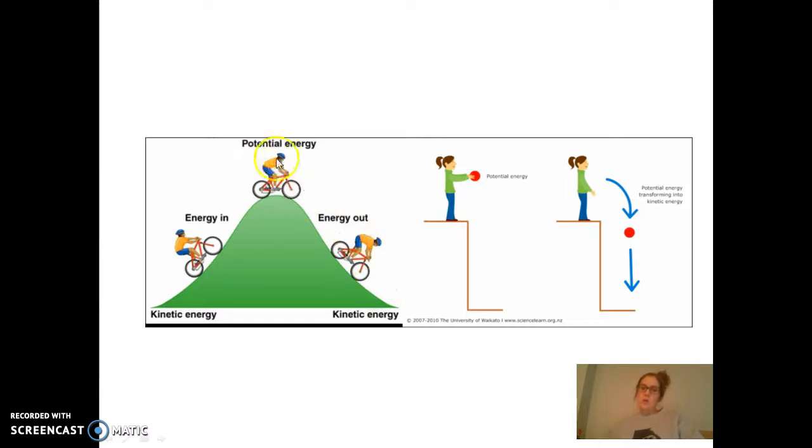So up at the top of the hill, this bike rider has potential energy. He's not moving, so he doesn't have kinetic. That potential energy is changed into kinetic energy as he starts to move. Your total energy is going to be decided by how high up you go. Okay? So energy can't be created or destroyed, so his kinetic energy is coming from the energy that he got at the top of the hill.